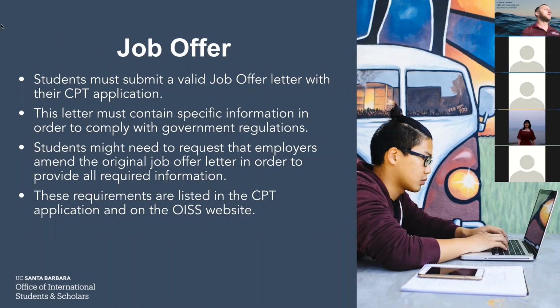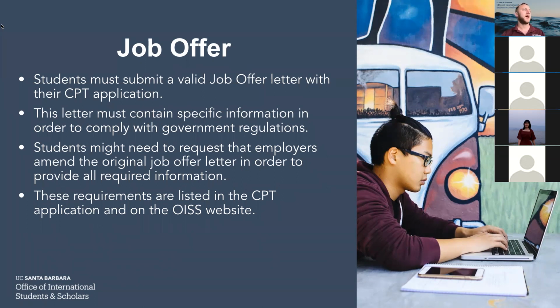So for the job offer letter, the letter basically just has to contain specific information in order to comply with government regulations. We're required to enter some of this information in CBIS when we're providing you with the authorization. If your original job offer letter does not contain all the required information, you might need to specifically ask them to add to that job offer letter. And once in a while, we might have a company that doesn't want to change the job offer letter for whatever their internal process is. They like to have the offer letter remain as is.